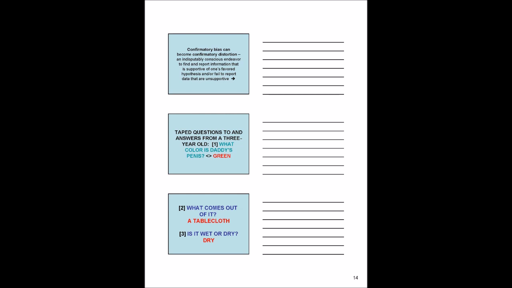And a very dramatic example, for which an evaluator is currently on trial, actually the trial is now over, involves a question of child sexual abuse, where the evaluator, in order to assist the attorneys who would subsequently prosecute, videotaped her sessions with the child. And the child, 3 years old, is asked directly, what color is daddy's penis? Green. What comes out of it? A tablecloth. Is it wet or dry? Dry.